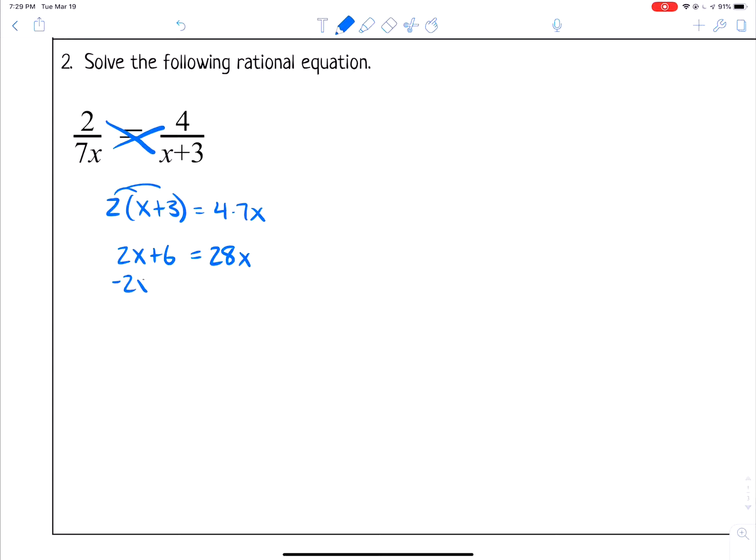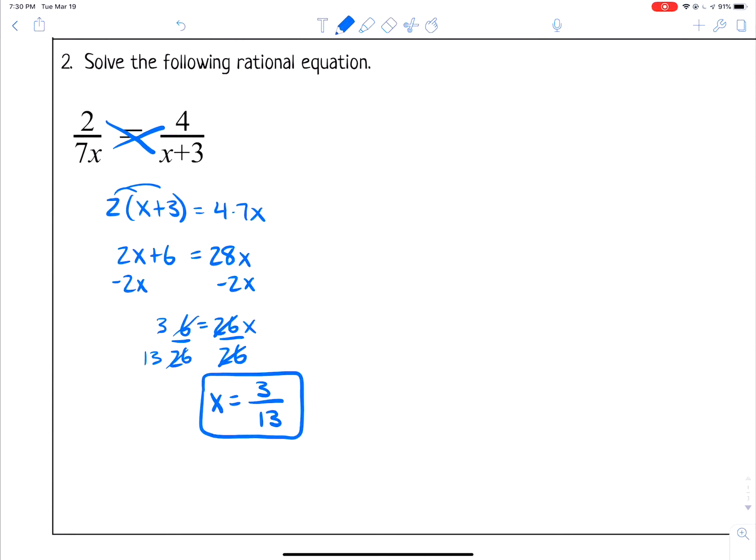And then I'm going to subtract 2x. So I get 6 equals 26x. And then divide by 26. Always be careful you don't accidentally divide by the wrong number, because we always like to divide larger numbers by smaller numbers. So sometimes you make a mistake without realizing it. All right, so then we end up with 3 over 13, because they both would divide evenly by 2. And we can just leave it like that. So that is it for number 2.